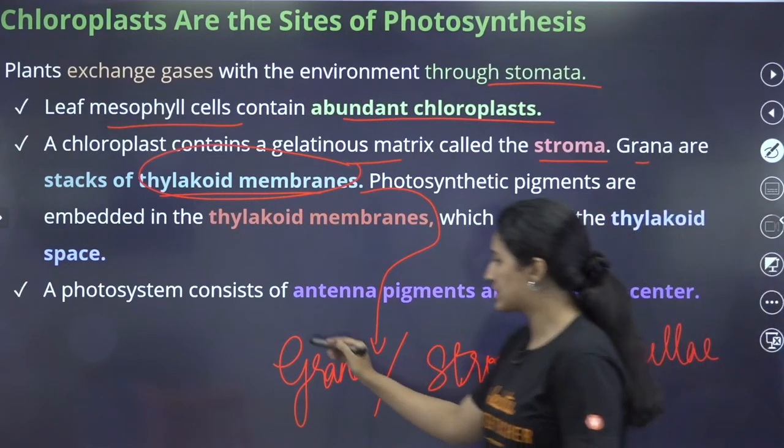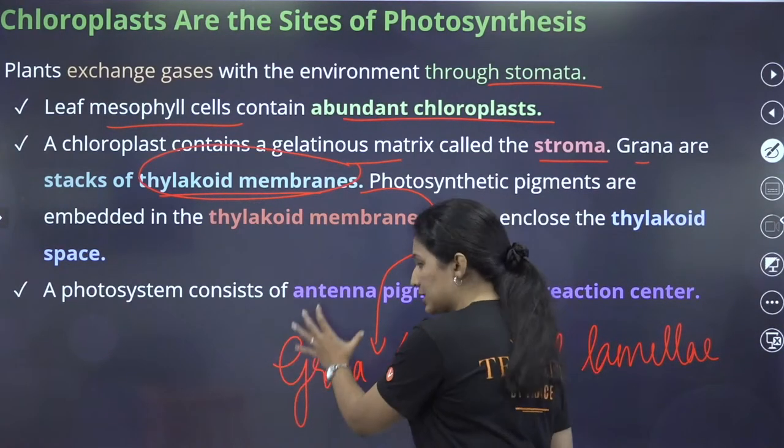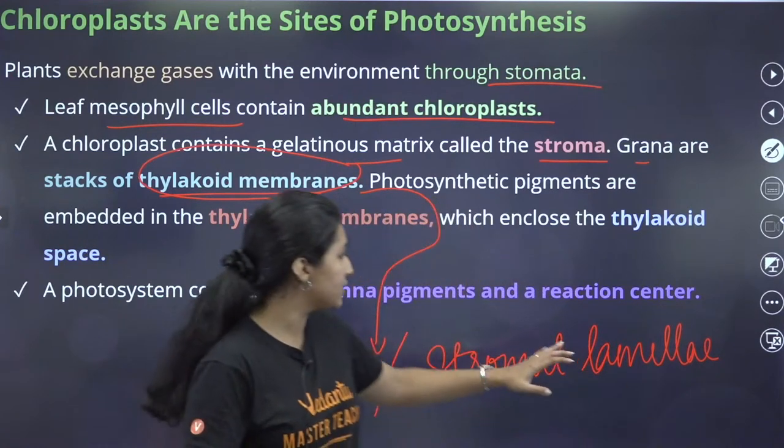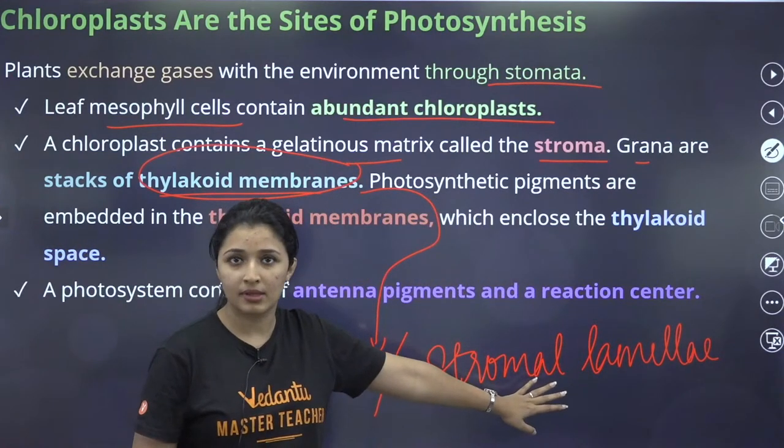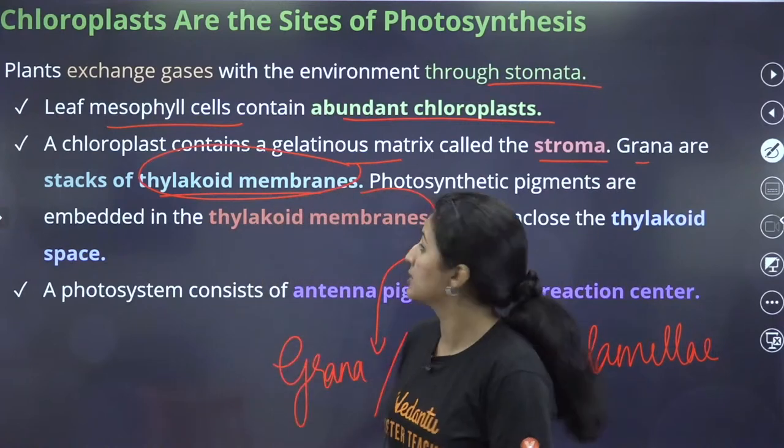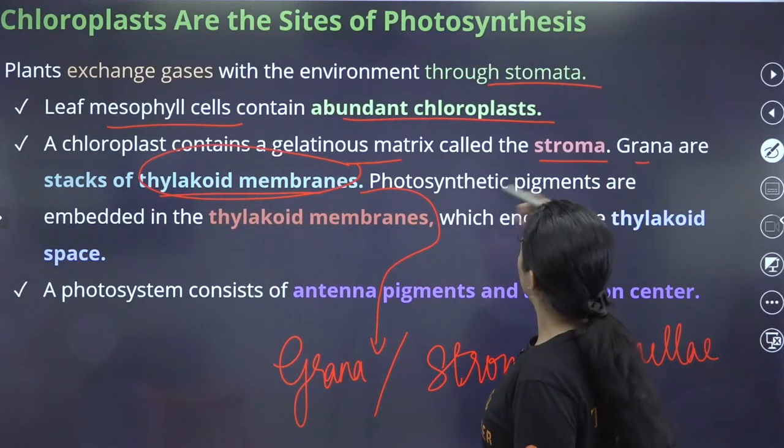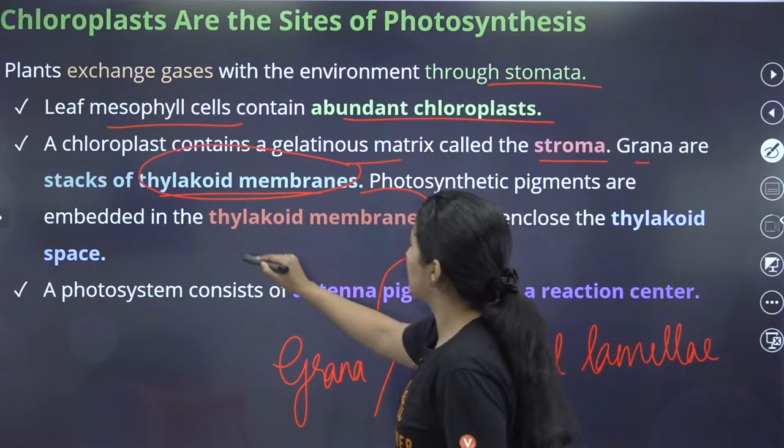If thylakoids are stacked one above each other, we call it grana. If they are separate, we call them stromal lamellae. Right? Separate thylakoids. Now, photosynthetic pigments are embedded in the thylakoid membrane.